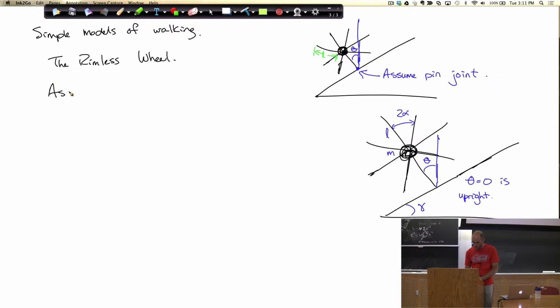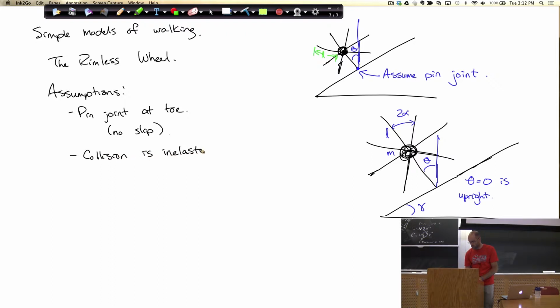Let me list some modeling assumptions. It's going to make everything clean for us. First of all, there's a pin joint at the toe. That means we're assuming no slip, that there's enough friction that once my foot's planted, it's not going to slide. Whenever the wheel rolls around and the next foot comes into the ground, I'm going to assume that the collision is inelastic and impulsive, so it happens instantaneously. And furthermore, that there's an instantaneous transfer of support.